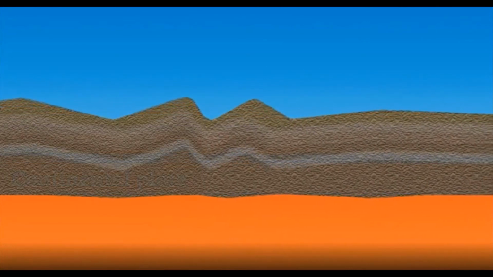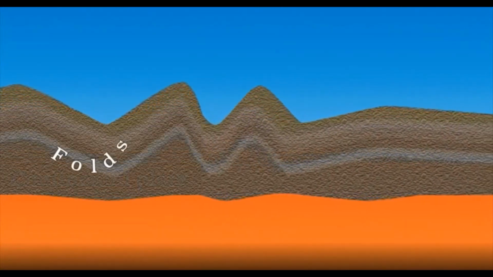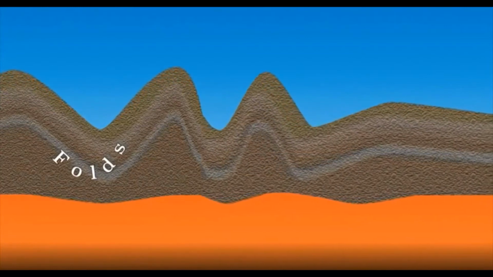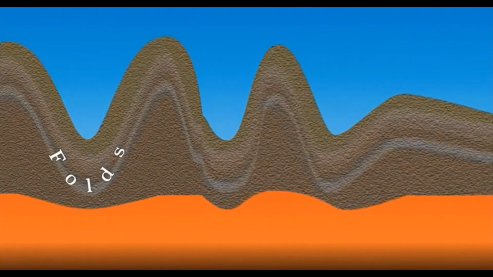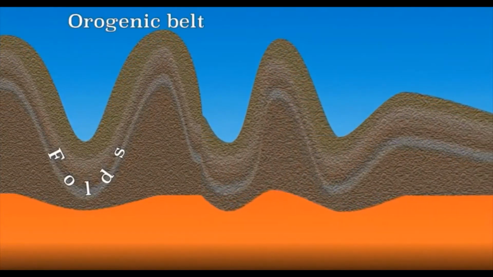Once they collide, they form folds. The folds push each other together. This leads to a high mountain range called the orogenic belt.